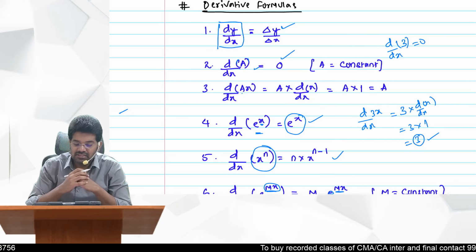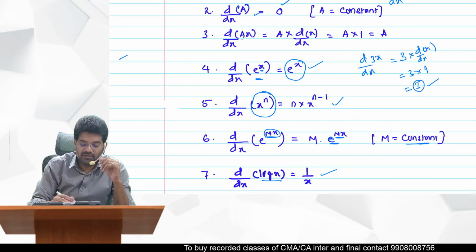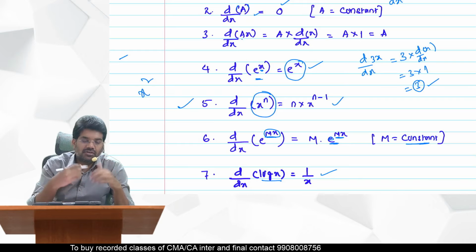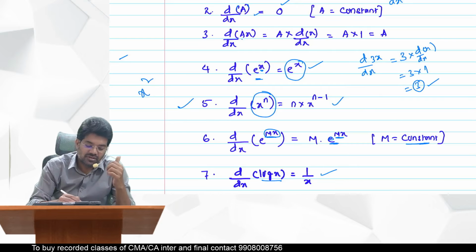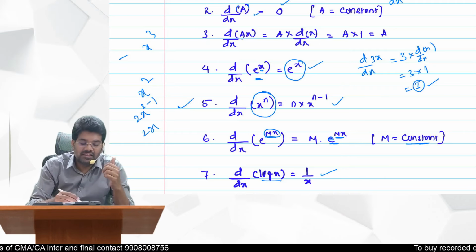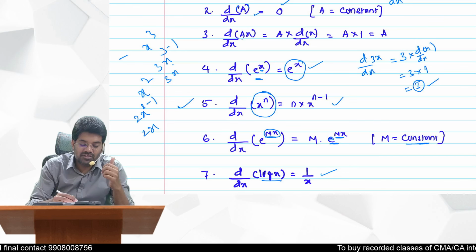Yes. Then e power x, the derivative is only e power x. Then x power n. This is a very important formula, x power n. So x square, the derivative of this one, you tell me. 2x, 2 power minus 1. So that is 2x. If it is x cube, then 3 into x power 3 minus 1, that is 3 into x square.